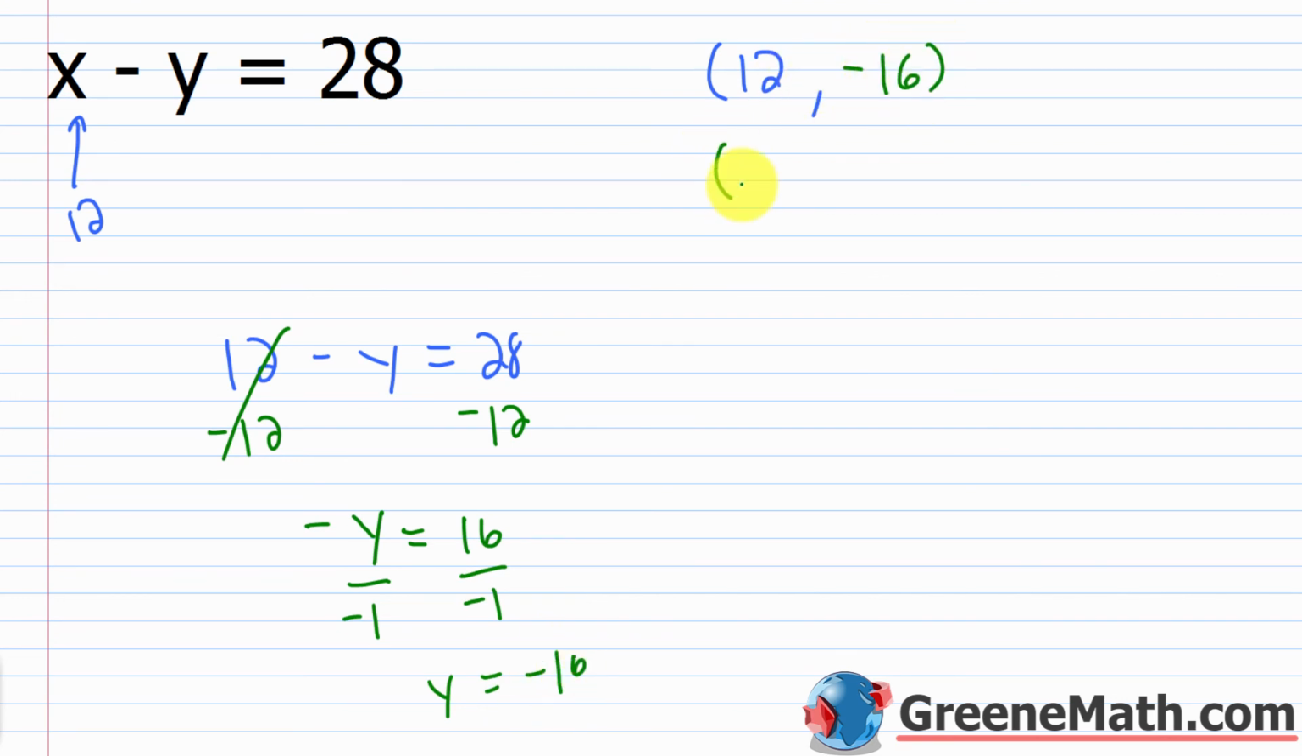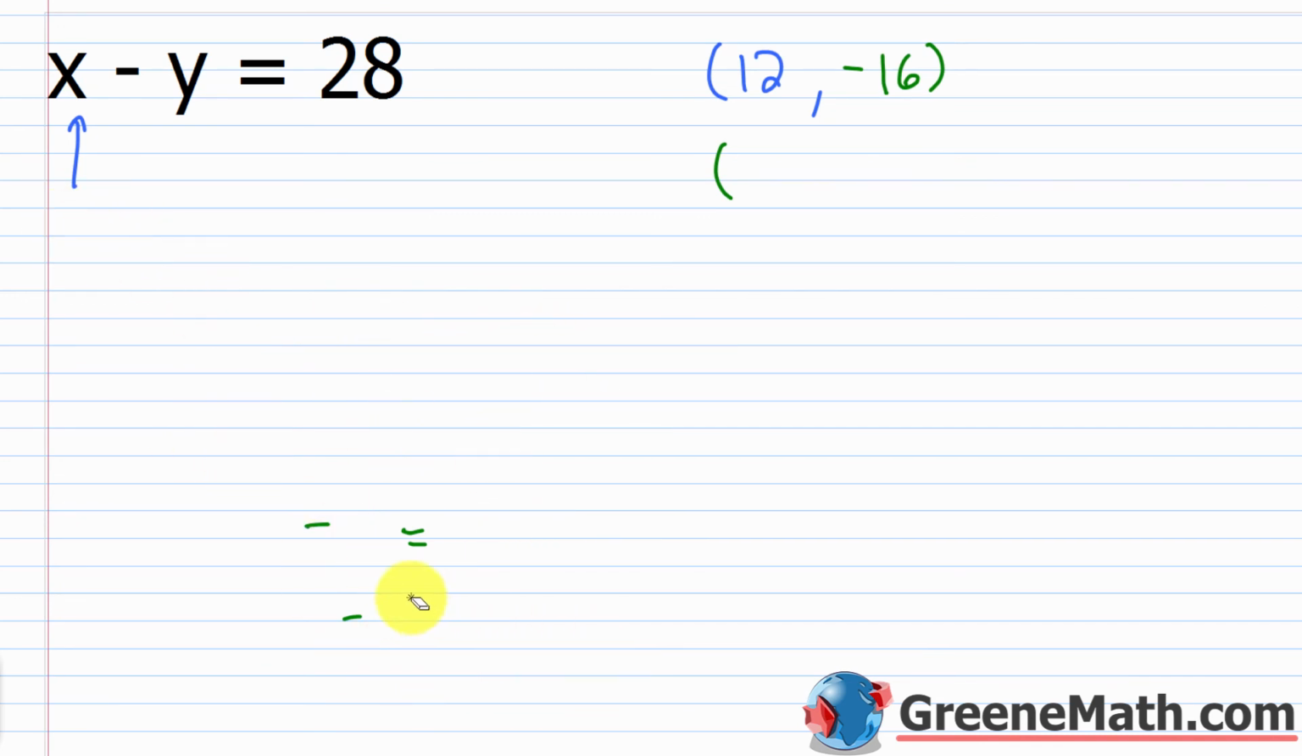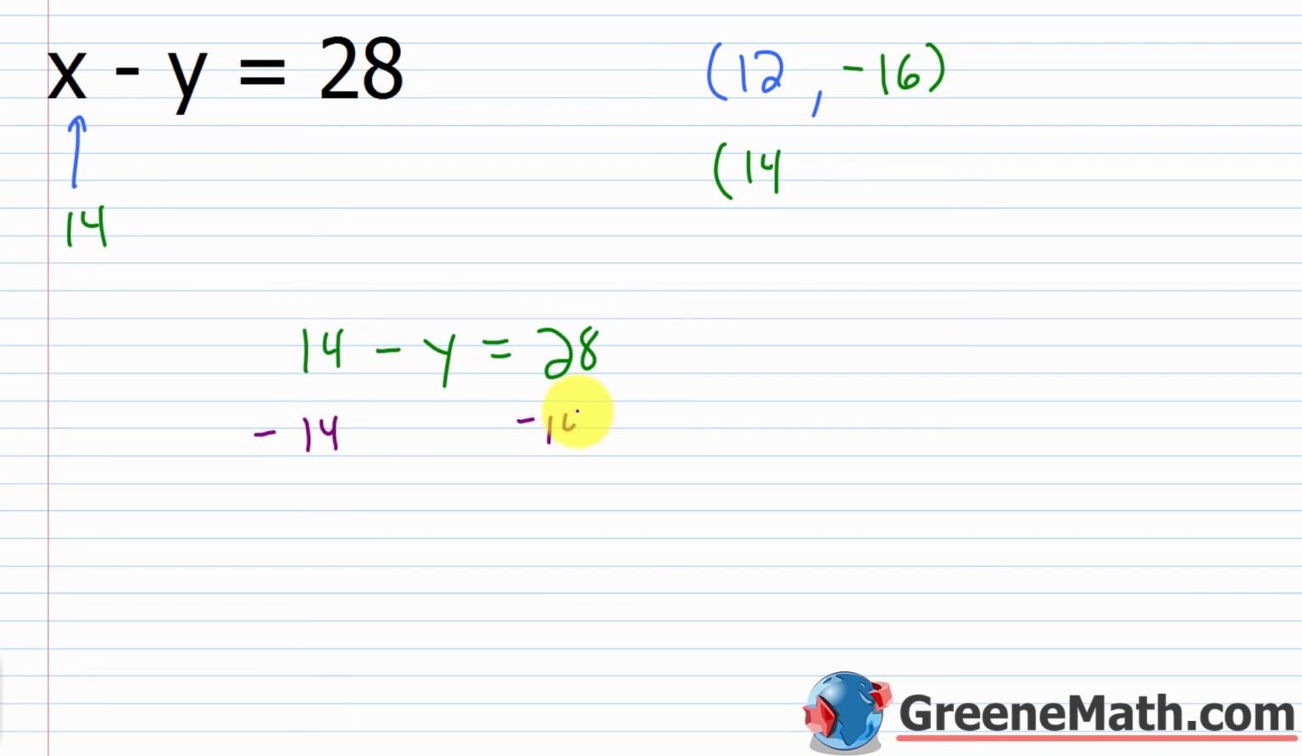As another point, let's just say we pick, how about 14? So if x is 14, what's y? So 14 minus y equals 28. We would subtract 14 away from each side of the equation. That cancels. You get negative y equals 14. Multiply both sides by negative 1, or divide by negative 1, whatever you want to do. You'll get y equals negative 14.